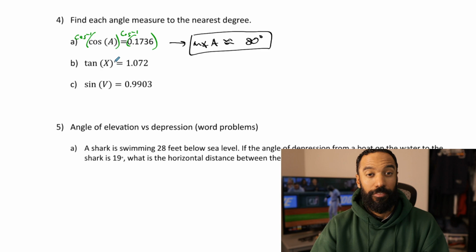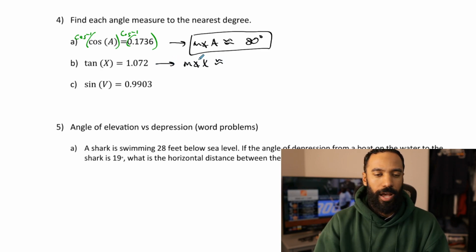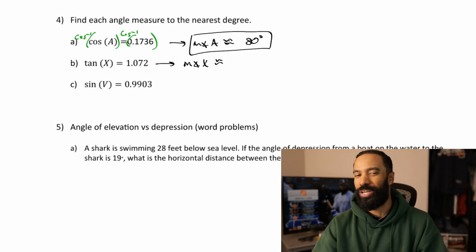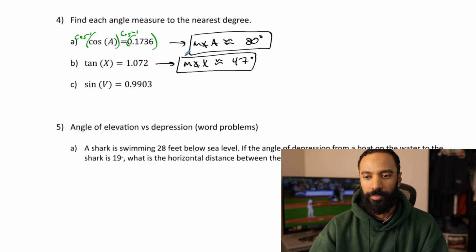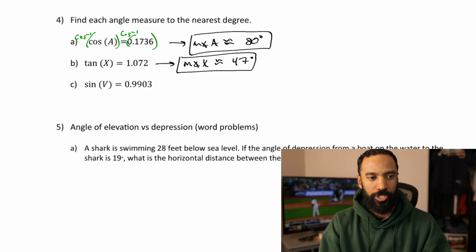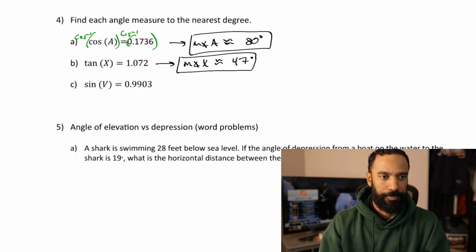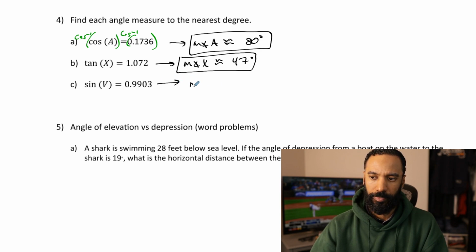Part B, we'll do inverse tangent of both sides to get the measure of angle X. Let's do inverse tangent of 1.072. It says 46.99, so really close to 47 degrees. Lastly, sine of V, let's do the inverse sine of both sides of 0.9903. Whoops, one of the 9s didn't come up. 0.9903, and I get 82.01, so around 82 degrees. Measure of angle V is around 82 degrees.